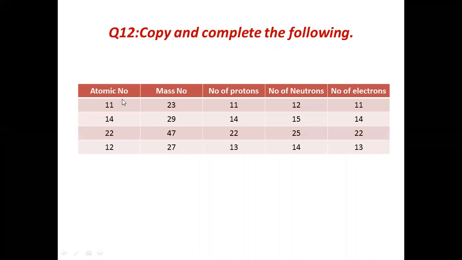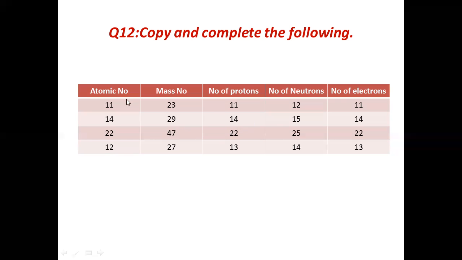Copy and complete the following: atomic number 11, 14, 22, and 12, then 23, 29, mass number, number of protons. Because atomic number, number of protons and electrons are always the same, so 11, 11, 11, 14, 14, 14, 22, 22, 22, and 13, 13, 13. This was mistakenly mentioned 12, but it is 13. So atomic number, number of protons and electrons are always the same.